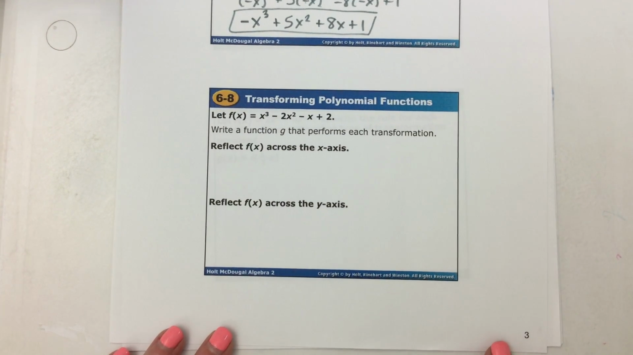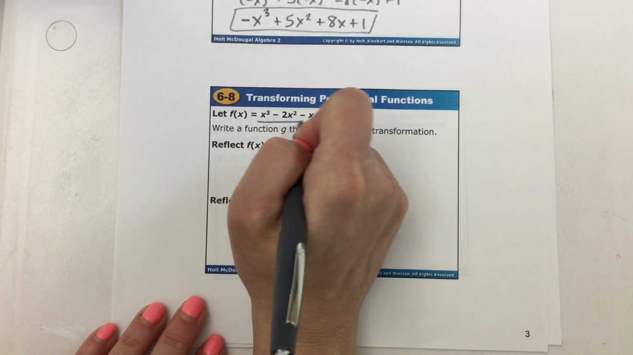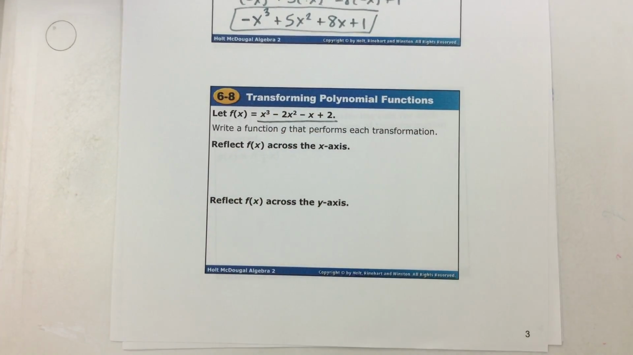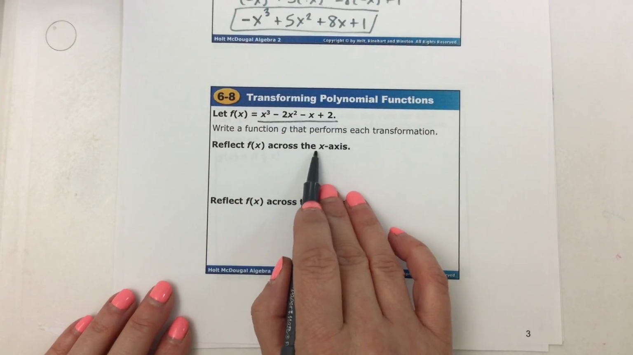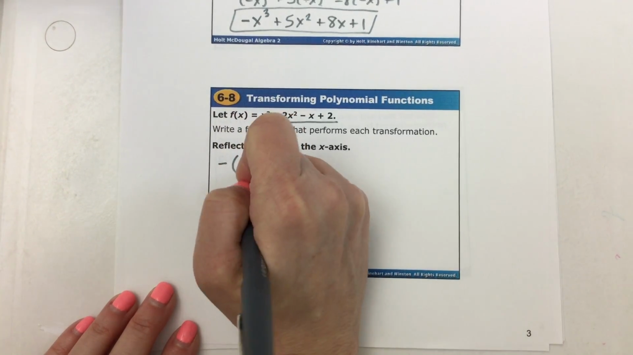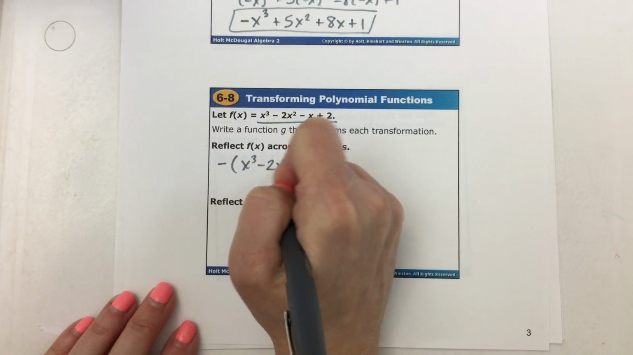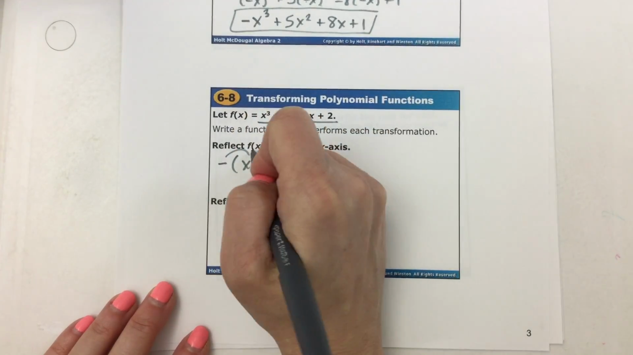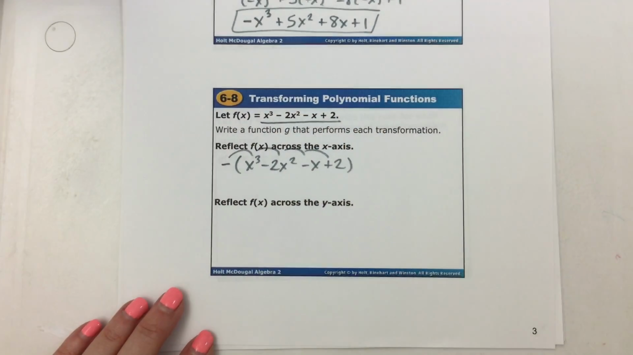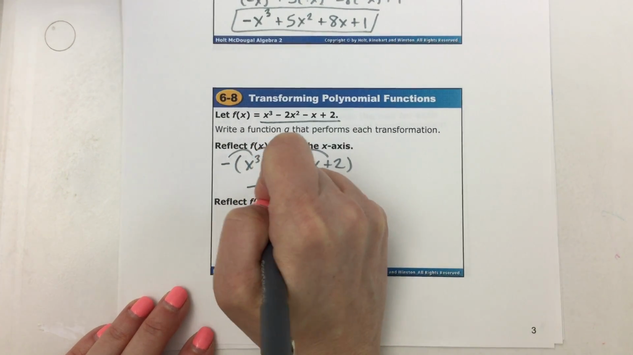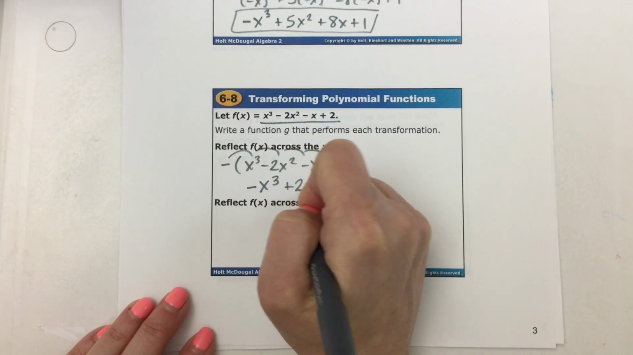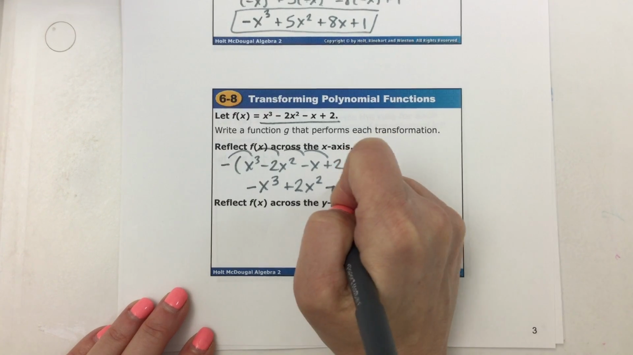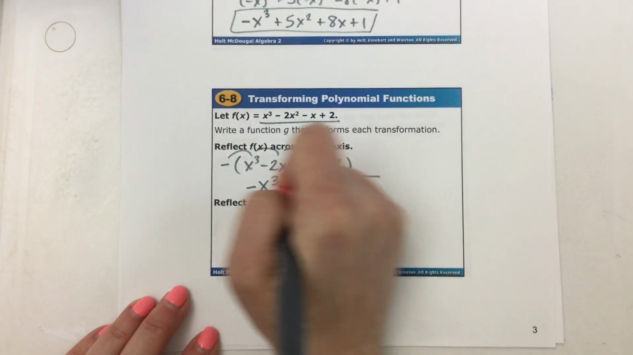One more to make sure we've got it. If I am starting off with this polynomial function, if I want to reflect it across the x, the negative goes out front. When the negative goes out front, it has to be applied to every single term. So now we'd have negative x cubed plus 2x squared plus x minus 2.